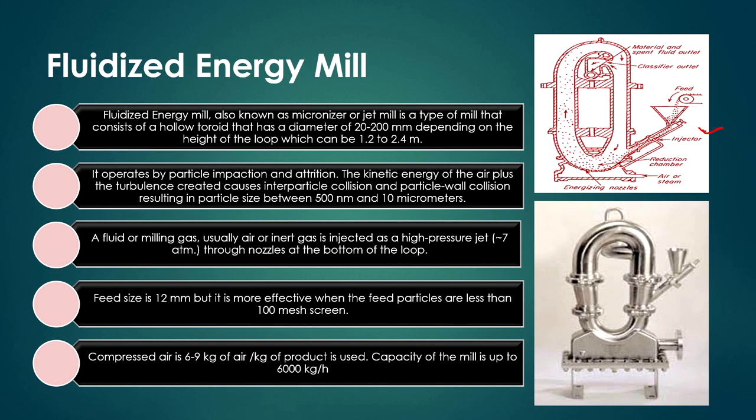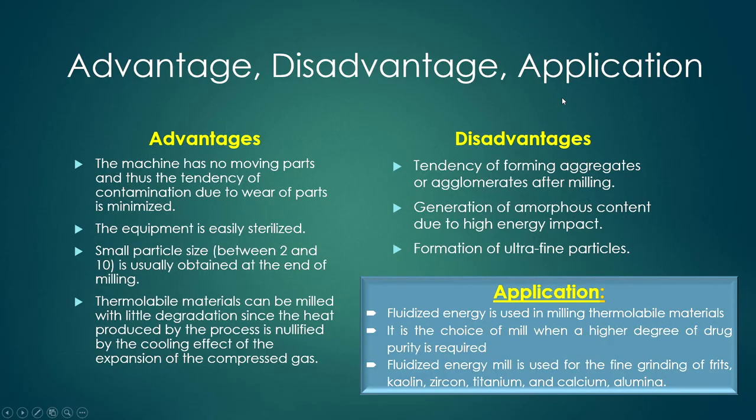Feed size is generally 12 millimeter, but it is more effective when the feed particles are less than 100 mesh screen. Compressed air of 6 to 9 kg of air per kg of product is generally used. Capacity of the mill is up to 6000 kg per hour.